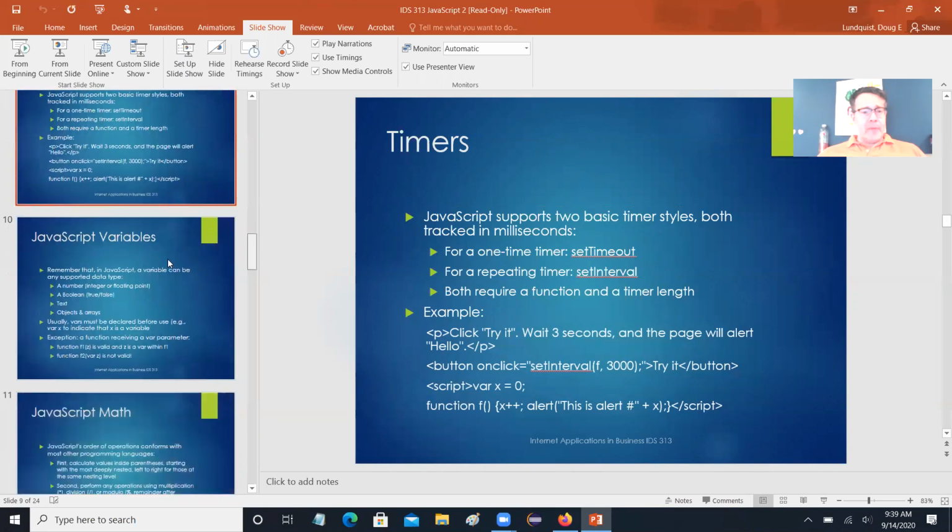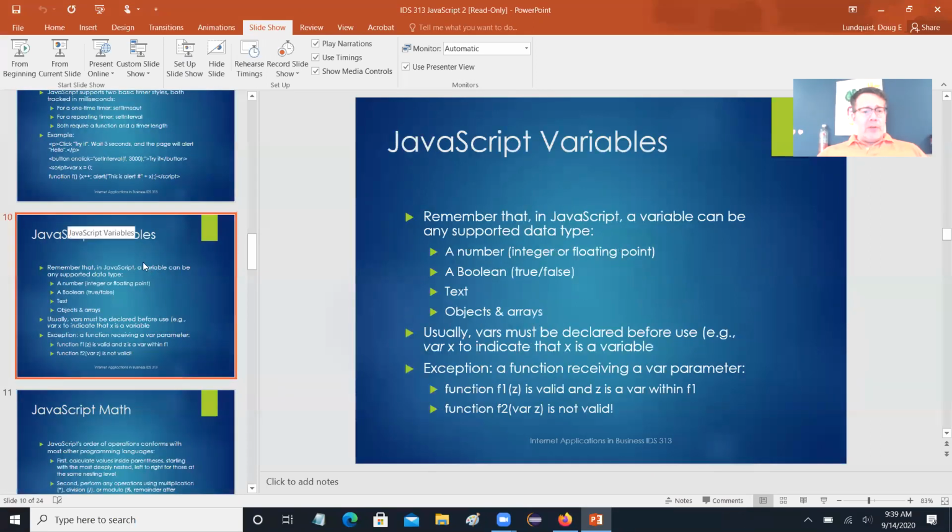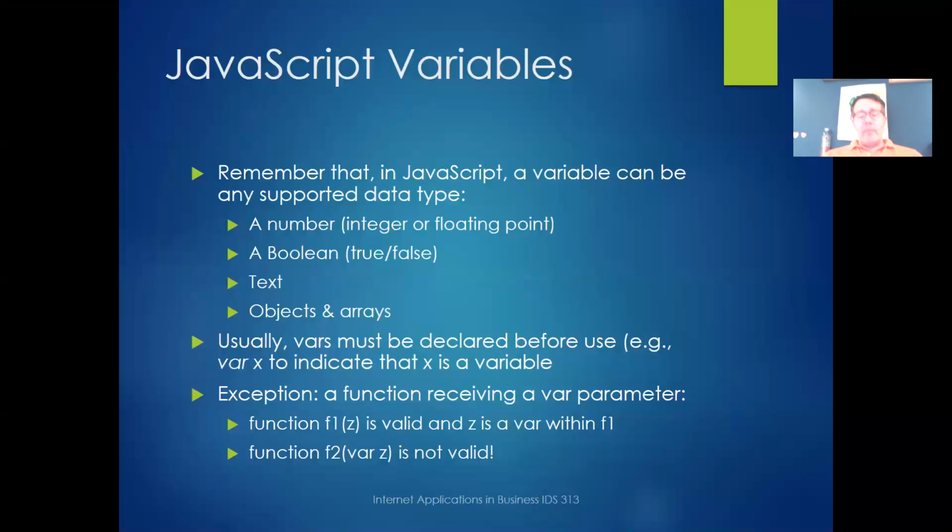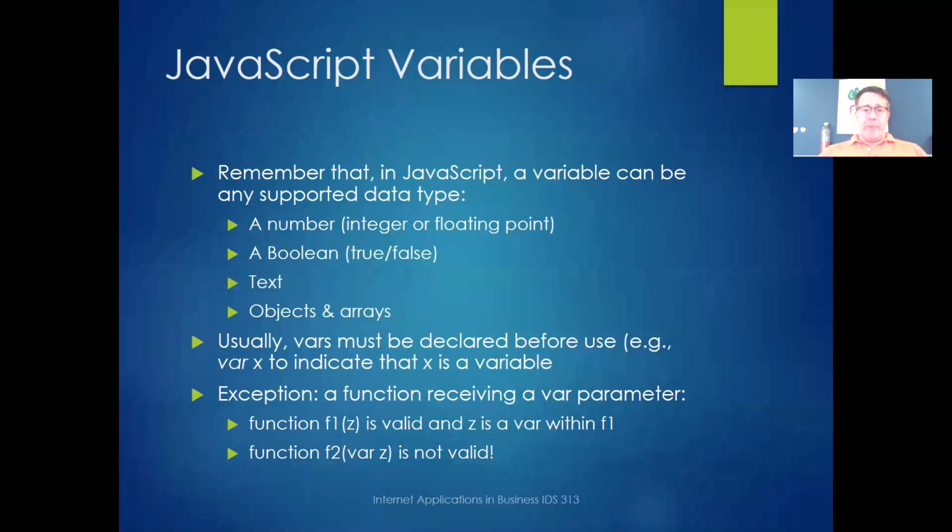All right. Now, JavaScript variables. So remember, in JavaScript, a variable can be any supported data type, right? It could be a number, which could be either an integer or a floating point number, that is a number with a decimal point. It could be a Boolean variable, which just holds the values true or false. It could be text, basically a string. And it could be an object or an array. So anything that's supported in Java, all of those are bundled together in the type var.